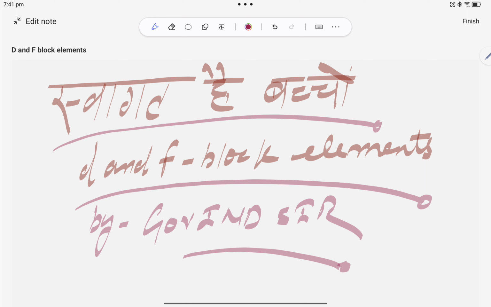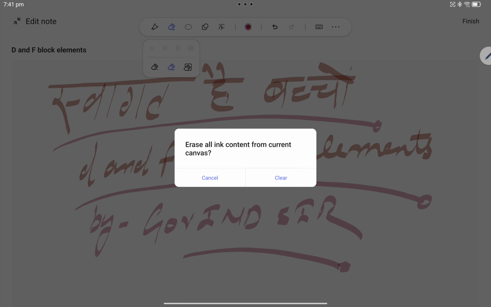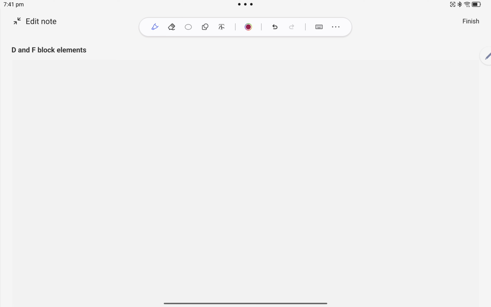Now we are going to start D and F block elements by Govind sir. Okay, so let's start the chapter D and F block. What is the name of the chapter? D and F block.